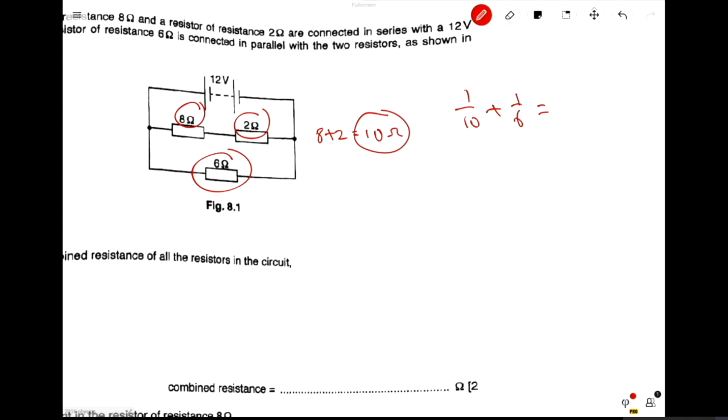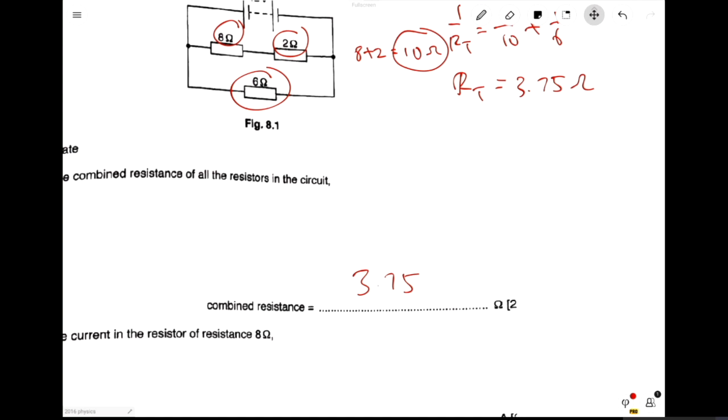So 1 over 10 plus 1 over 6. So this is 1 over RT. Right? So I want to find RT. So when you get the answer, you remember to flip. So RT is actually equal to 3.75 ohm. Right? That's how we get this.